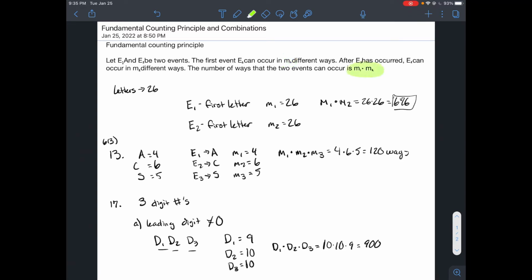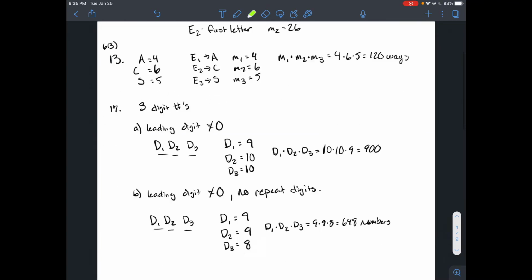If we have more than 2, which our definition doesn't exactly cover, you can still do that. You just multiply theoretically up until infinity. If you have M1, M2, M3, M4, M5 for all these different events, you can multiply all those together. So now that that's all said and done, we can move on to some more fun things.